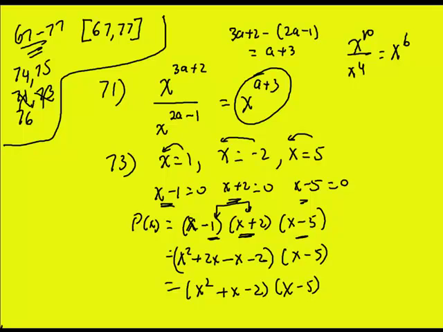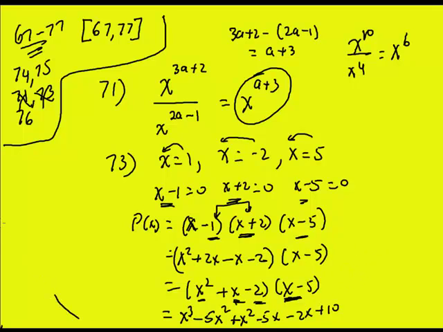Now I have to multiply these two terms together. I multiply x squared times the second parenthesis, which is x to the third minus 5x squared. Then x times all of this gives me plus x squared minus 5x. Negative 2 times all of this gives me negative 2x plus 10. All I have to do now is clean it up.